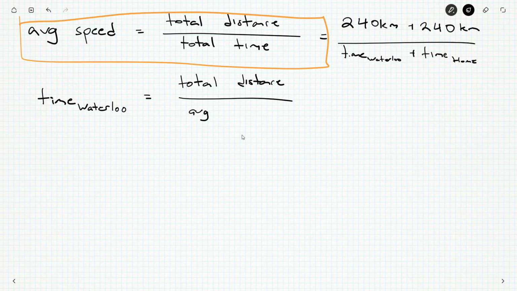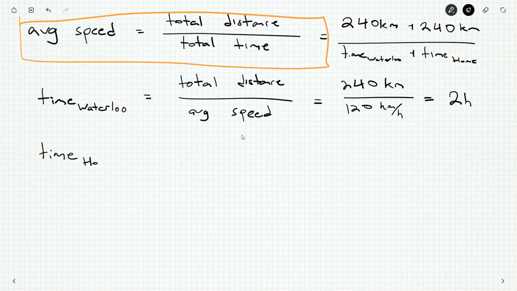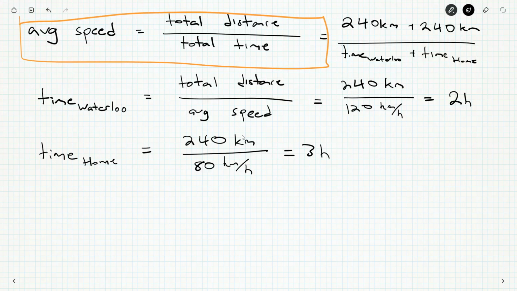Well, we take the total distance, which will be 240 kilometers, and her average speed. So 240 kilometers was her distance, and we're told 120 kilometers per hour was her speed on her way there. So it took her 2 hours to get to Waterloo. How about the time it took her to get home from Waterloo? Well, again, it's going to be the same total distance. But now we know she was going at 80 kilometers per hour. And if we divide that, we get it took her 3 hours.